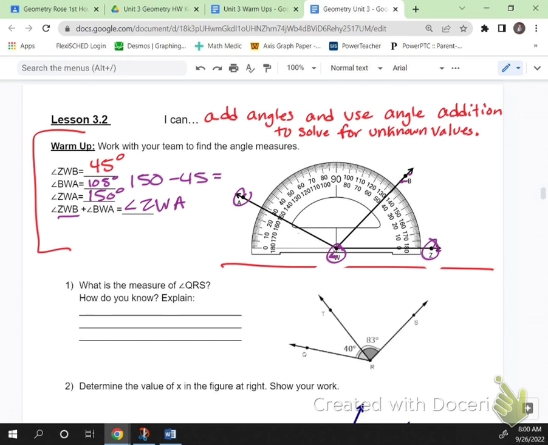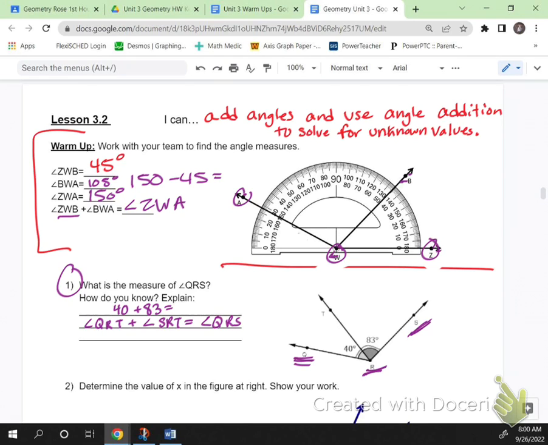Let's look at example number 1. What is the measure of QRS? Let's use the information on the page. Turn and talk with your partner. You have 30 seconds. What do you think the measure is of QRS? 30 seconds. Go. All right. Did you say add 40 and 83 together? Perfect. We're doing angle addition.